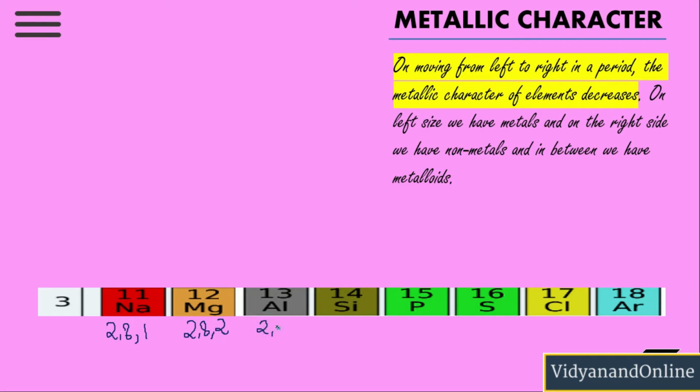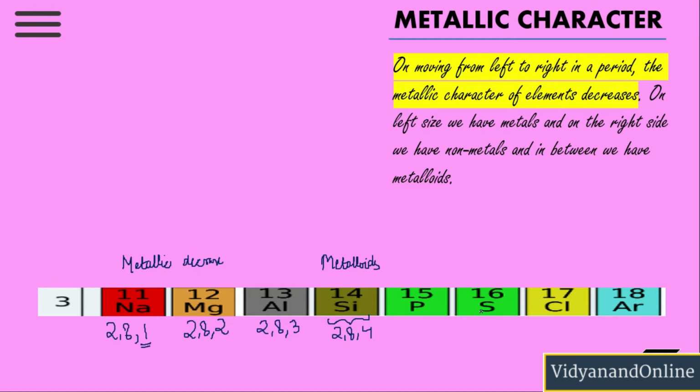Then aluminium is 2,8,3. Now sodium will be more metallic than magnesium and aluminium. This is because it has to lose only 1 electron, and that is why the metallic character is going to decrease from left to right. Okay, if I talk about silicon, it is 2,8,4. So it is actually a metalloid which shows the properties of both metals and non-metals. Now phosphorus, sulfur, chlorine and argon.